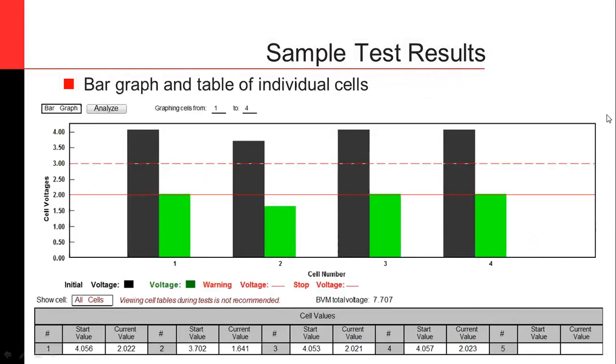And this is an example of what it would look like. This is just showing 4 cells, where the black bars, or the grayish colored bars, are my initial conditions, and the green colors are the condition of that specific cell. And I can also set up warning and stop limits, with the dotted red line being warning and the solid red line being stop. As well, we provide tables of where the values started, what the current value is, and you'll also have some history in there.